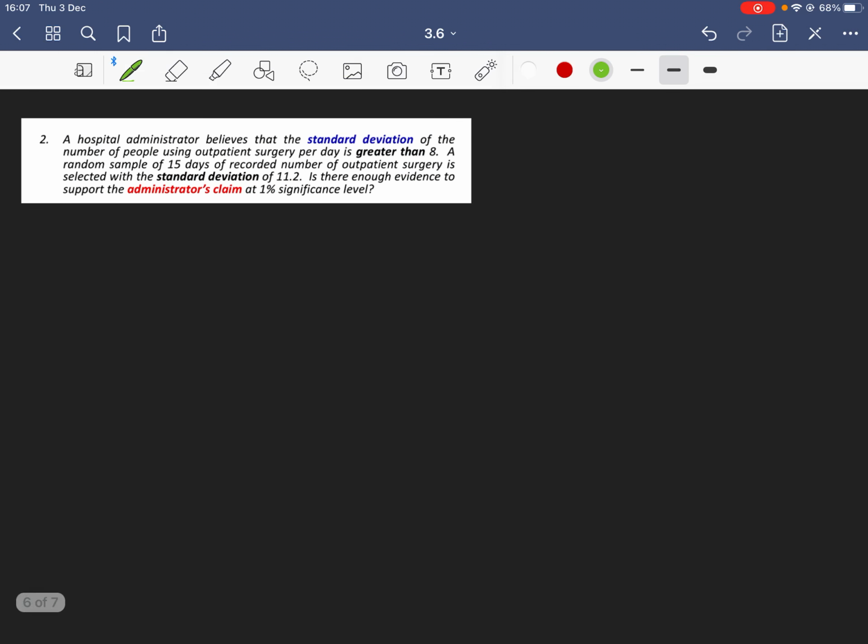Number 2. The hospital administrator believes that the standard deviation of the number of people using outpatient surgery per day is greater than 8. So believe, this is the claim. The claim said that the standard deviation is greater than 8. This is the claim. A random sample of 15 days of recorded number of outpatient surgery is selected with the standard deviation of 11.2. Is there enough evidence to support the administrator's claim at 1% significance level? So this is a straightforward question.